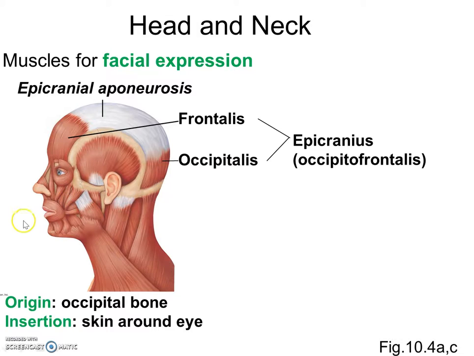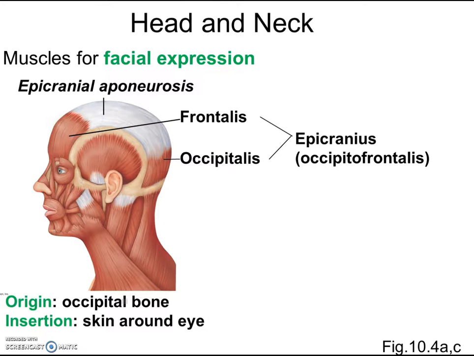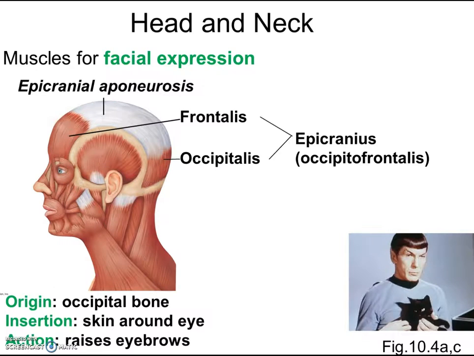So I'm going to show you guys and we're going to go through right now the muscles that move the face, so the ones for facial expression. We're going to go through these right here, and then we'll give the action. We're going to start off with a muscle called epicranius, or sometimes it's called occipital frontalis. This consists of 2 muscles, one frontalis, which is on the frontal bone, and 2 occipitalis, which is on the occipital bone. The origin of these muscles are on the occipital bone in the back, and the insertion is the skin around the eye. So when you contract this muscle, the action is that it actually raises the eyebrow, lifting it up towards the back where the occipital bone is.